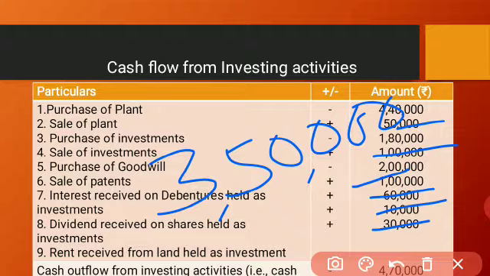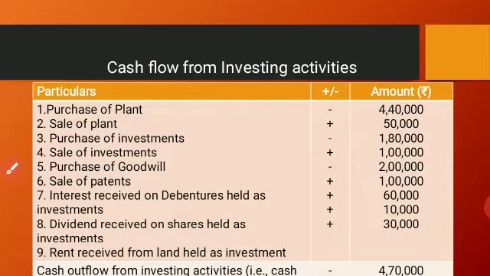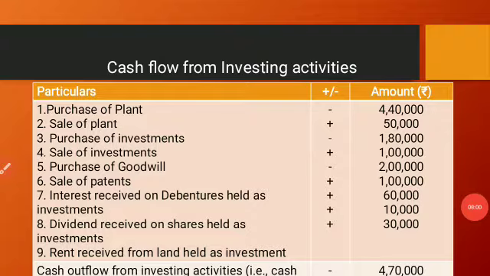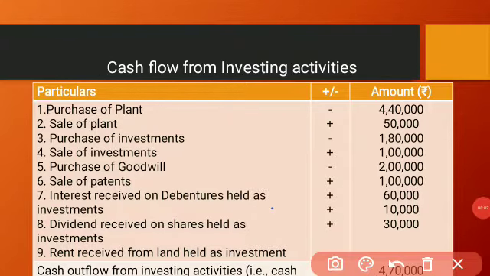4 lakh 40,000, then 1,80,000, then again there is 2 lakh, that means 4, 5, 6, 7,80,000, 8,20,000 we get. So if you deduct, the negative value is more here, so we will get more than the positive numbers. If we deduct that amount, we'll get 4,70,000 as a negative value, because the minus amount is more here.